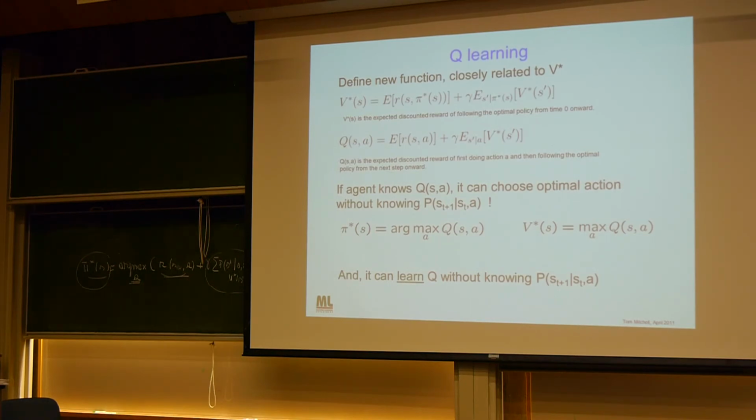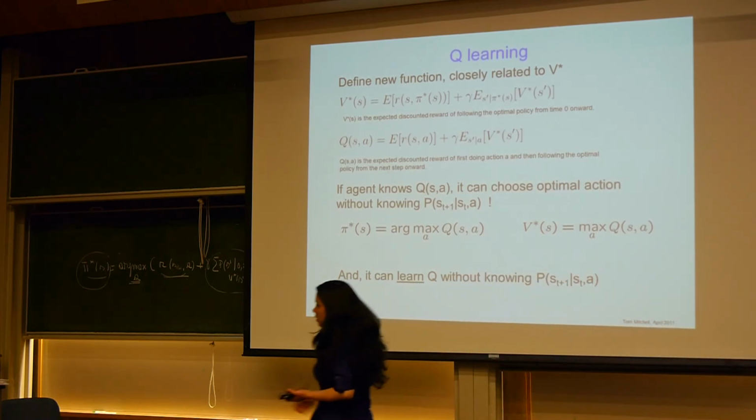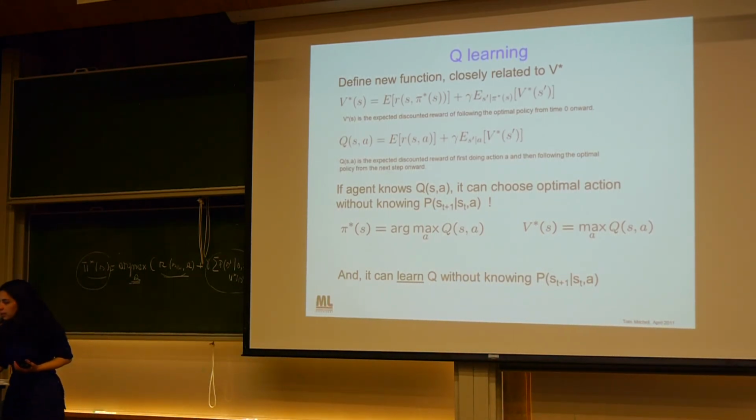So if I do an action a from a certain state s, I'm going to get probabilistically to a state s prime, but then I'm going to follow optimally from that moment on. So Q of s, a is a recursive definition. This equality that I have over here is actually the definition of Q of s, a. Q of s, a by definition is just the expected discounted reward of first doing action a and then following the optimal policy from that next step onward. And given this definition, this is how it looks.